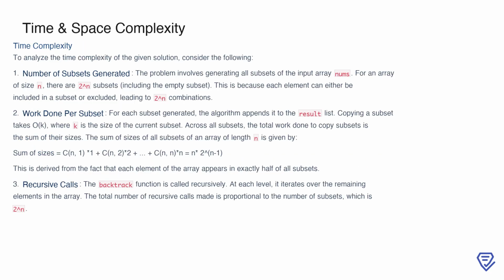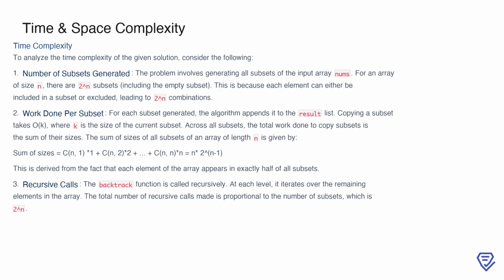To analyze the time complexity of this problem, we start by considering the number of subsets generated. For an array of size n, there are 2^n subsets, because each element can either be included in a subset or excluded, leading to all possible combinations. Next, for each subset that is generated, the algorithm performs an operation to append it to the result list. Copying a subset has a cost proportional to its size, which we refer to as O(k) for a subset of size k. When we add up the sizes of all subsets, we get a total sum of n*2^(n-1). This result comes from the fact that each element in the array appears in exactly half of the subsets.